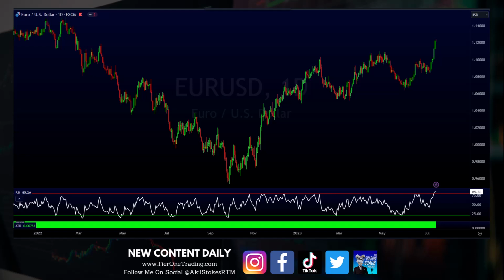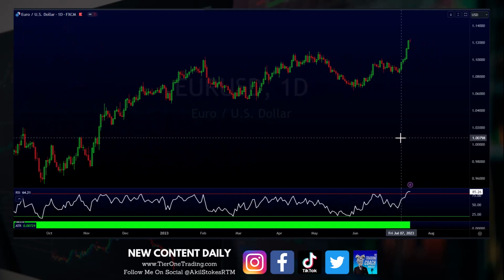But what we have here is a breakout of our previous level of structure. And we have two things forming here, right? We have a potential bullish opportunity here on the euro, as well as a bearish opportunity. And they both actually kind of work together. So we'll start with the bearish opportunity.